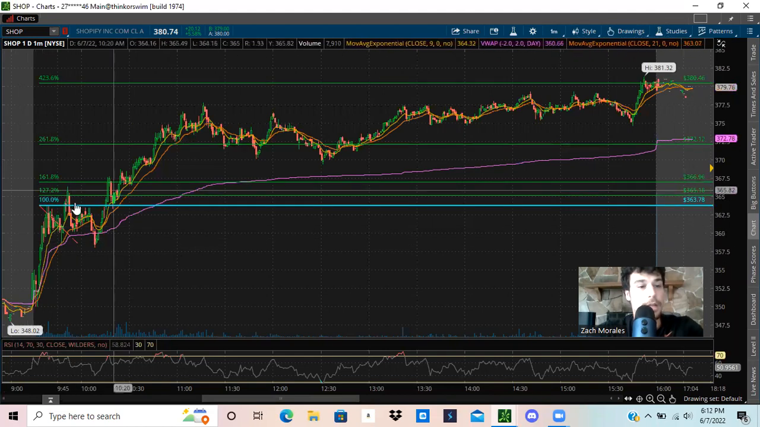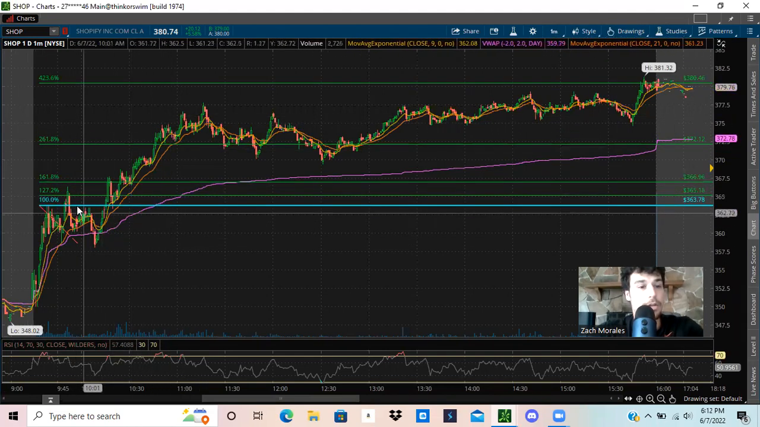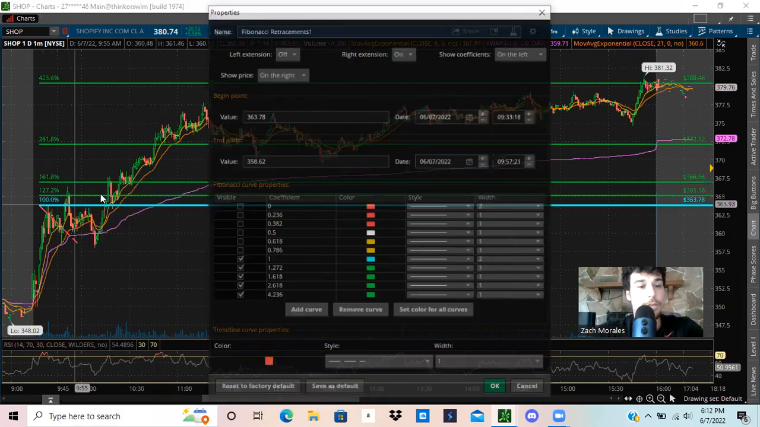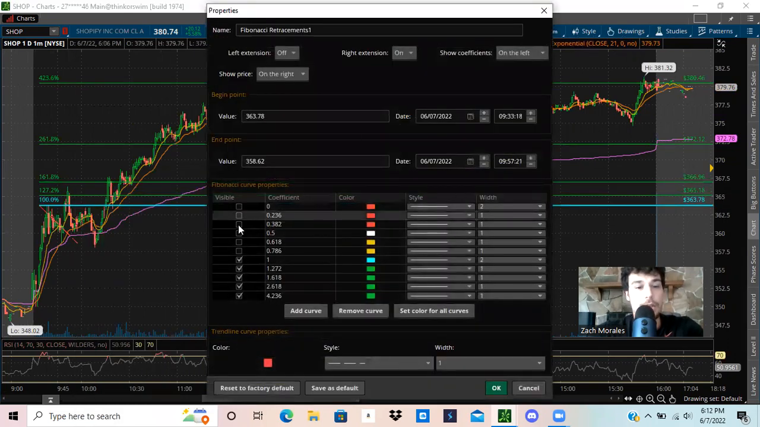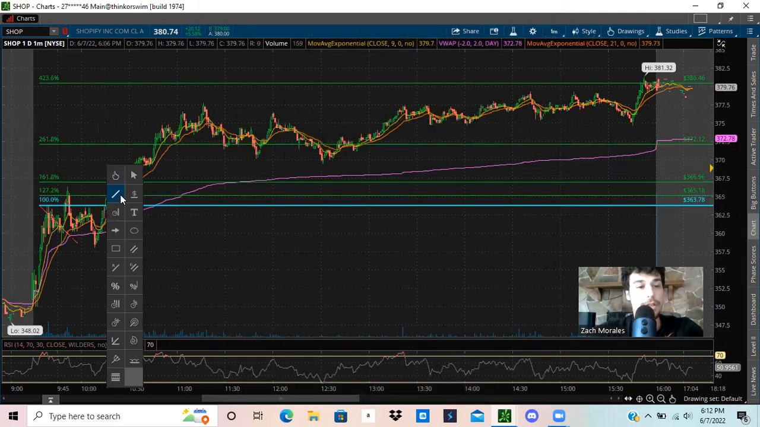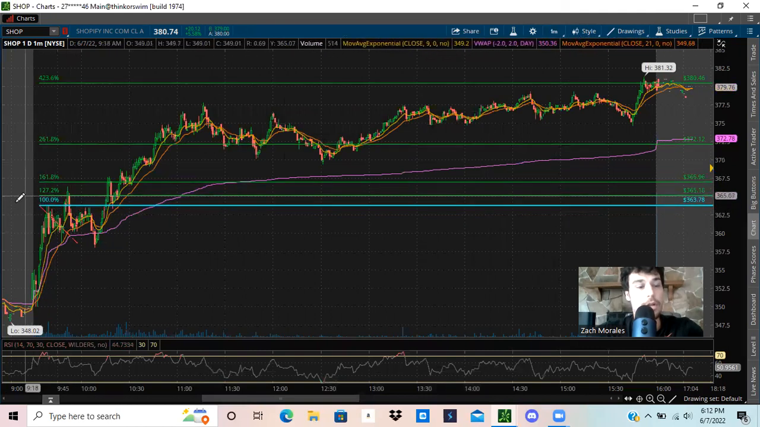Now to get your Fibonacci's to look like this on your screen, you're going to want to hit edit properties, and click on all of these to make them invisible. You're going to want to add a curve, the 1.272, and make the 272, 1618, 2618, 4236 visible. I like to make the one a nice bright blue line and then the rest green. Then you hit save as default and hit OK. Now every time you draw it, it'll look like that on your screen.